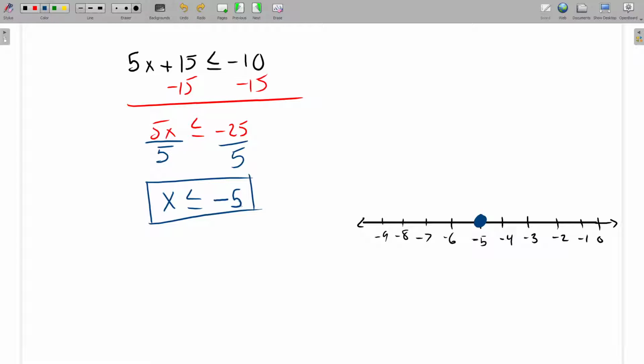I now want to identify that my solutions can be everything that is smaller than -5. The way I do this is by drawing an arrow to the left because we are less than. If you're confused with which way should be less than, just look at your symbol. This looks like an arrow pointing to the left. That's where we should make our line. So I'm just going to draw a line to the left, add an arrow, and that would be our solution.